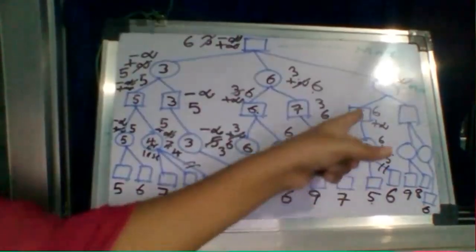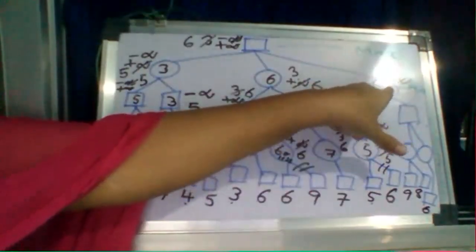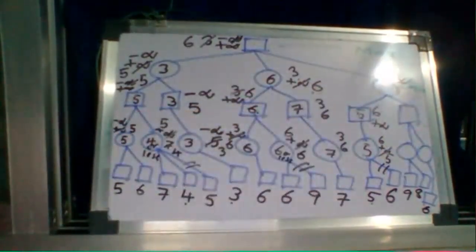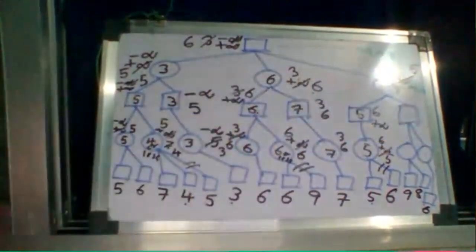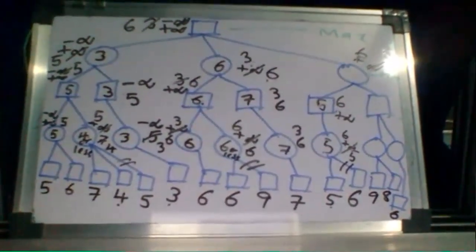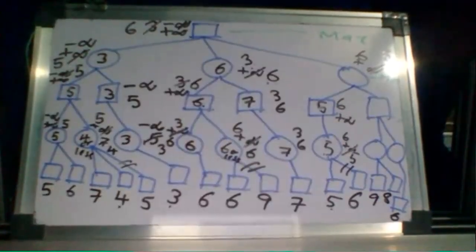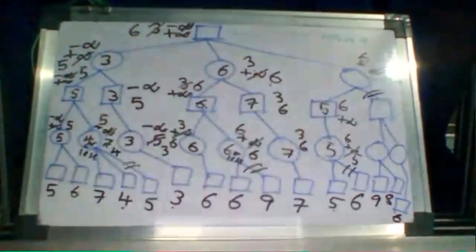But here 5 or any less value will come. If 5 or any less value comes in this level, min will play. So min will update the value of beta and it will become 5, because 5 is better than plus infinity to the min player. So beta is becoming 5 whereas alpha is 6. Alpha is greater than beta. So here also pruning will occur. So this subtree will be pruned.